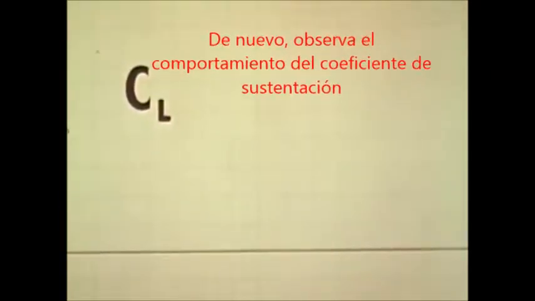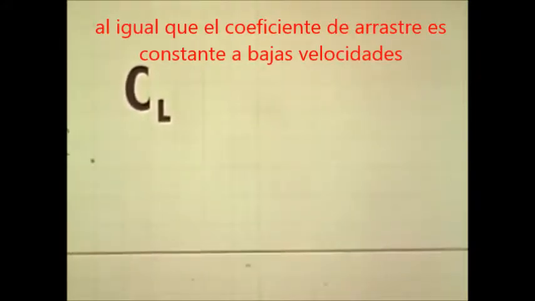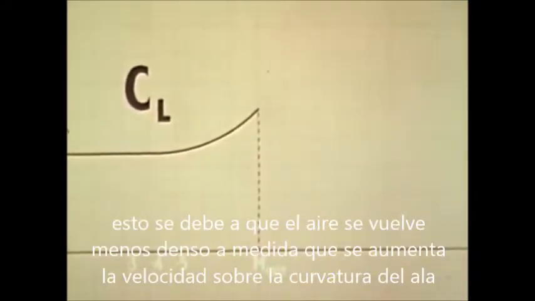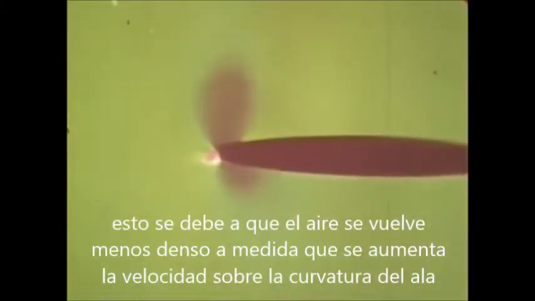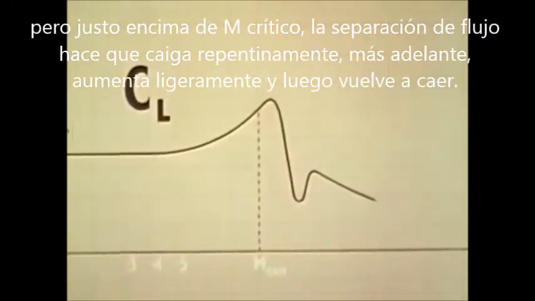Again, watch the behavior of the lift coefficient. Like the drag coefficient, it's constant at low speeds. Somewhere below M crit, it starts to increase slightly. This is because the air is becoming less dense as it speeds up over the curvature of the wing. But just above M crit, flow separation makes it plunge suddenly downwards. Later on, it increases slightly, then falls again.